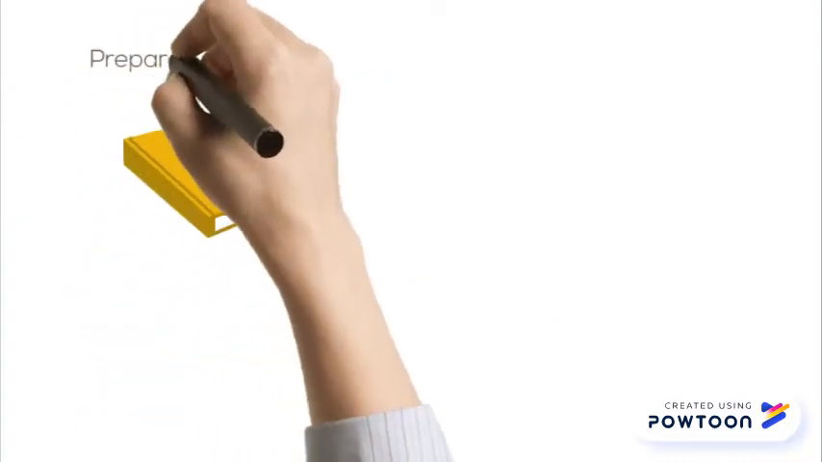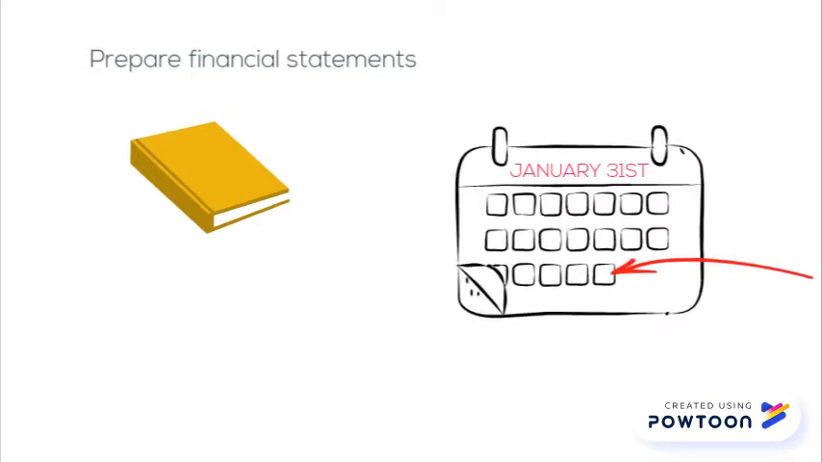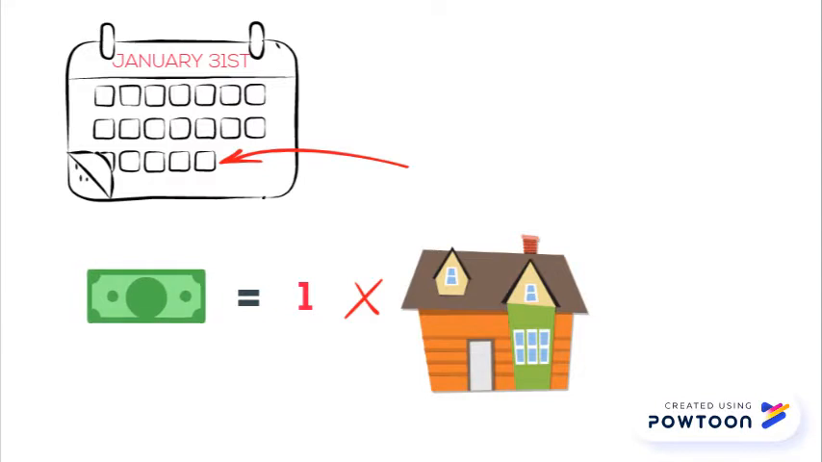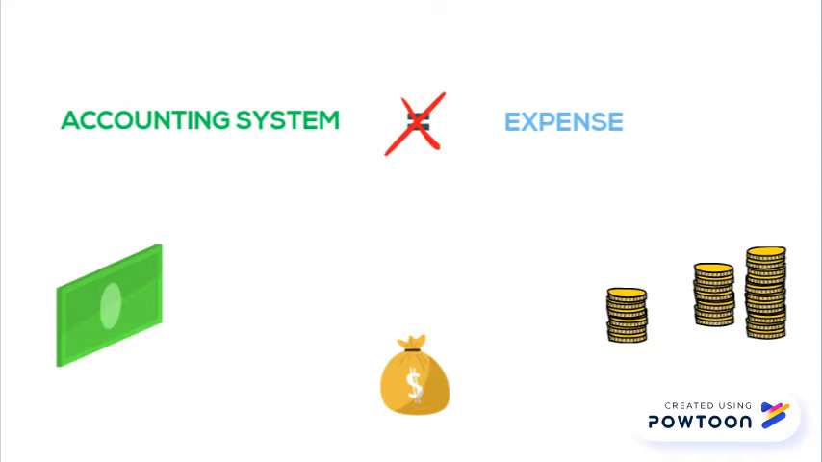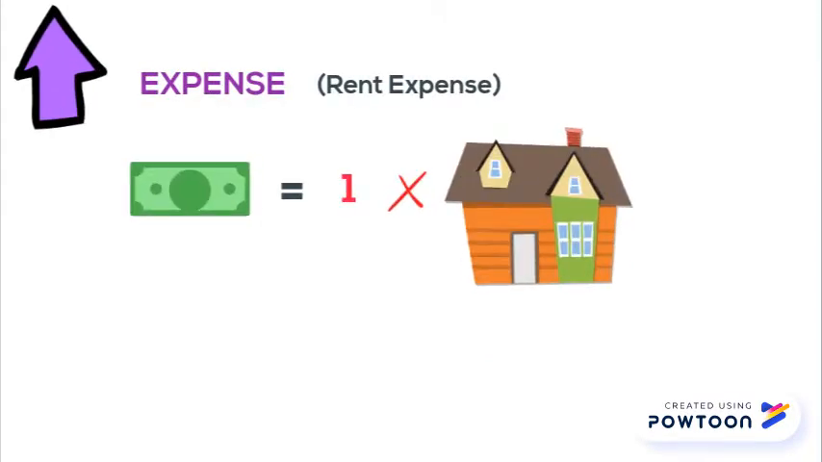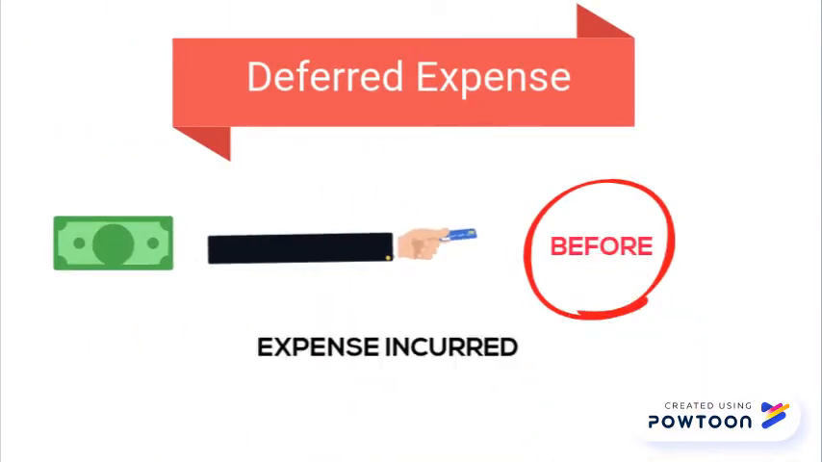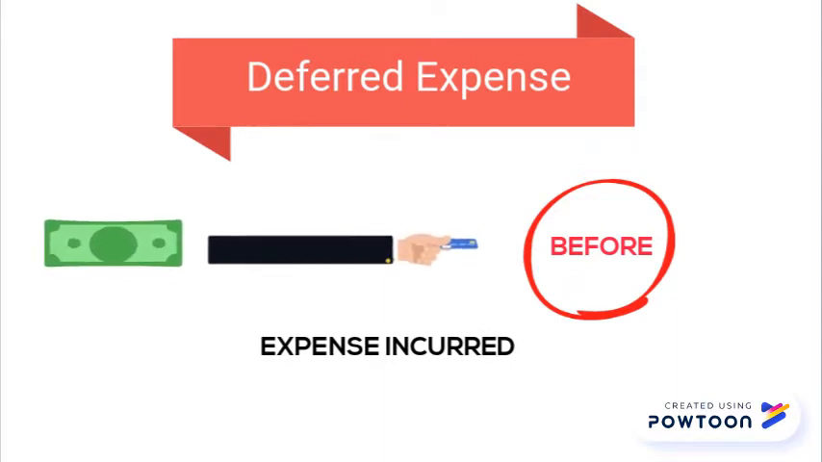Now, suppose further that the company prepares financial statements at the end of January. As of the 31st of January, the company has consumed 1 month's worth of rent. But because the accounting system does not yet reflect this expense, we need to adjust the journal entry. This would involve increasing the rent expense account by the amount consumed during the month and decrease the asset account of prepaid rent by the same amount. This is known as deferred expense. A deferred expense is when cash is paid before they incur the expense.